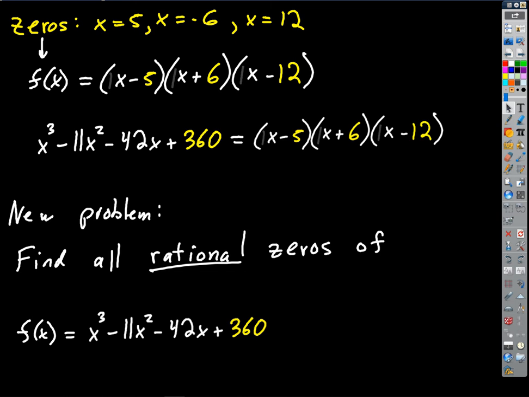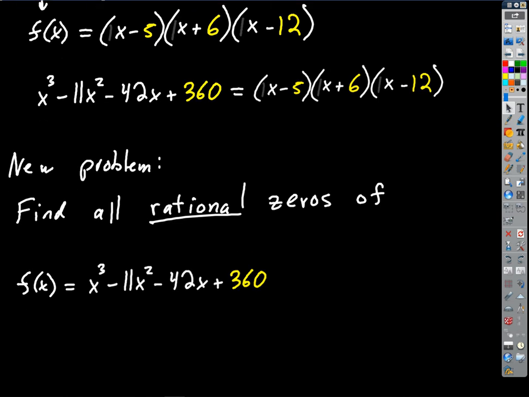I can turn the zeros into factors. No big deal, right? So the x equals 5 becomes x minus 5. X equals negative 6 becomes x plus 6 as a factor. And if I just multiply all those out, here's what I get. Trust me on that, if I multiply all those out, I'm going to get x cubed minus blah, blah, blah, plus 360. Okay?